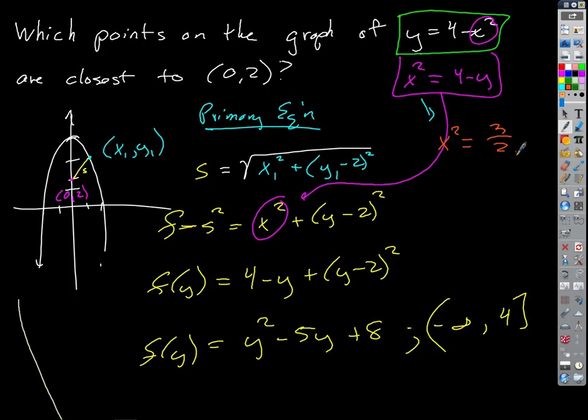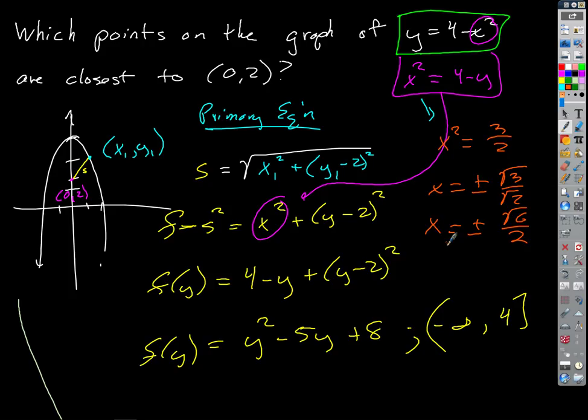Plus or minus the square root of 3/2, right? And we don't really want to have a square root of 2 on the bottom, so what do we do? Root 2 over root 2, so we get plus or minus square root of 6 over 2, okay? So those are my values of x.